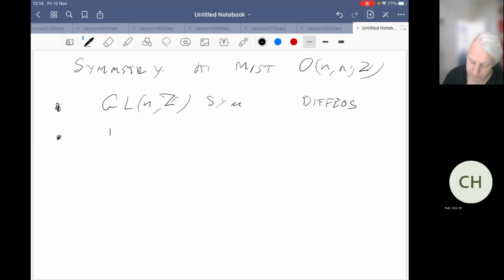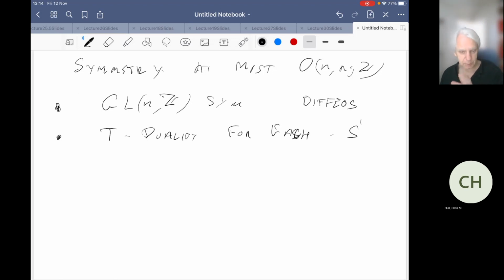We would also expect a T-duality for each of the n S1s, so n different T-dualities, one for each of the n circles, which would take the radius to 1 over the radius for each of those.